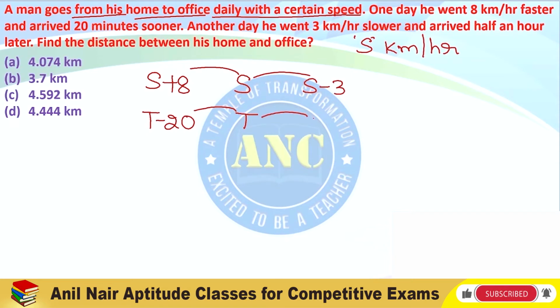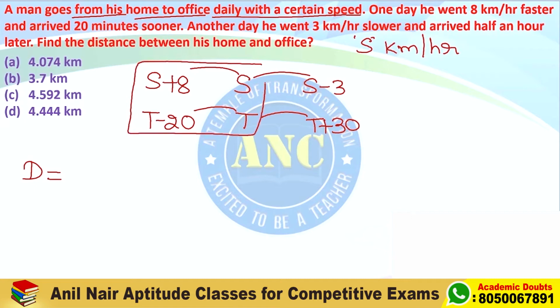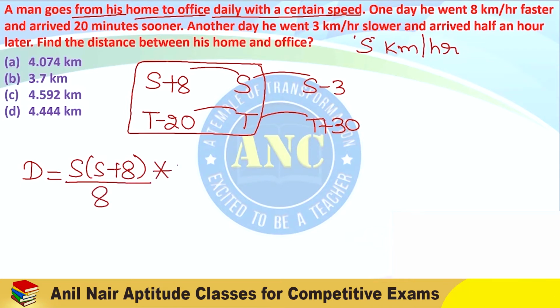He reached half an hour later, so he took 30 minutes extra, t plus 30. So the question is, find the distance between home and office. Same logic: distance is equal to speed into time. If I take the first two parameters, s into s plus 8, divided by the difference between the speeds, that is 8, and multiplied by time.